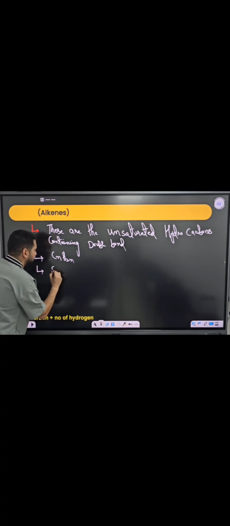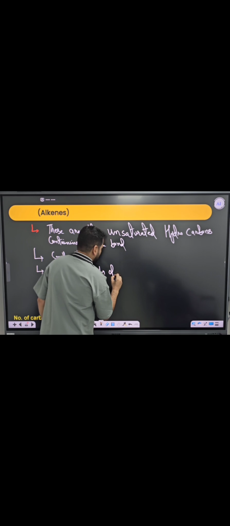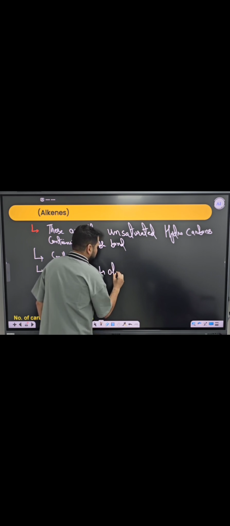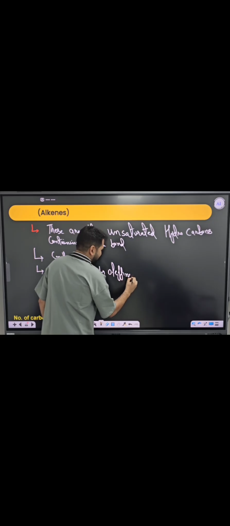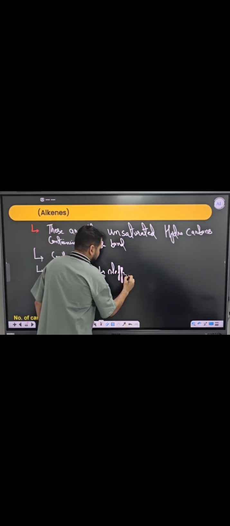If I talk about their suffix, I'll be using ENE. Clear? And the last point, they're also called olefins, oil forming. O-L-E-F-I-N-S. Olefins, oil forming. I hope this idea is clear.